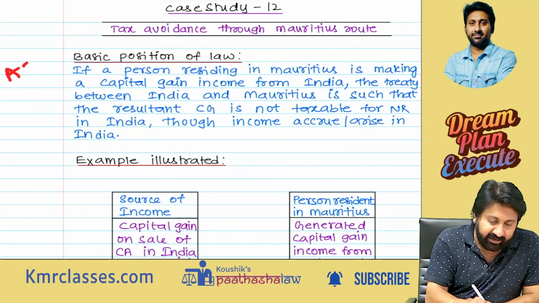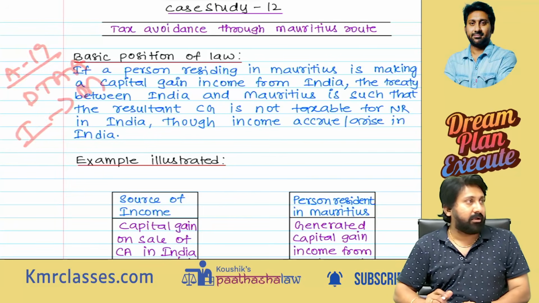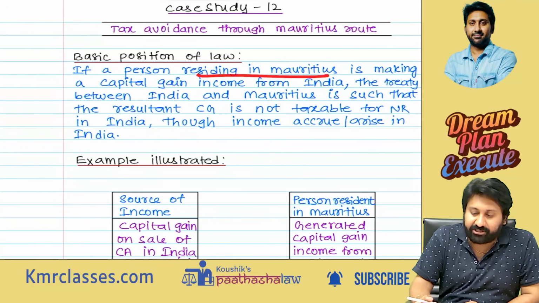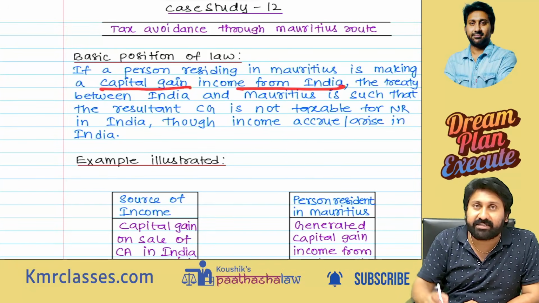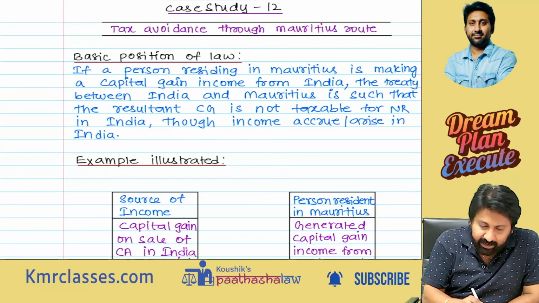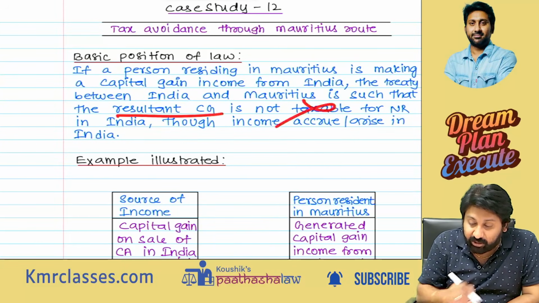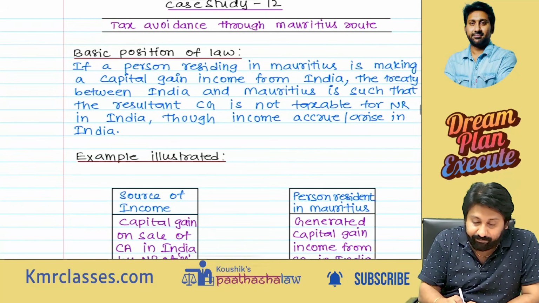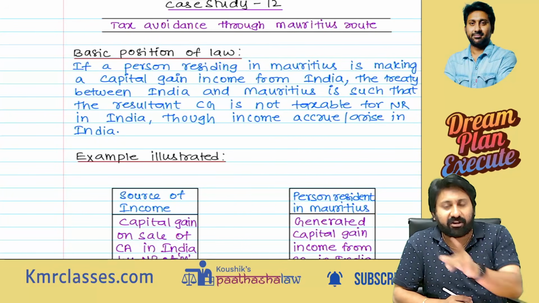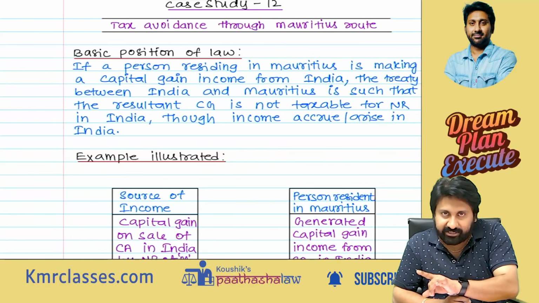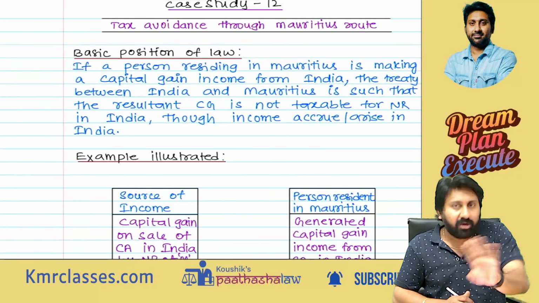What is Article 19 saying in the DTAA between India and Mauritius? If a person residing in Mauritius, a resident of Mauritius, is making capital gain income from India, meaning he sold some capital asset and made capital gain in India, the treaty between India and Mauritius is such that the resultant capital gain is not taxable for a non-resident in India, though the income is accruing or arising in India. In simple sense, what you have to understand: there is a resident of Mauritius, that person invested in some capital asset in India, sold it, made capital gain, not taxable in India.